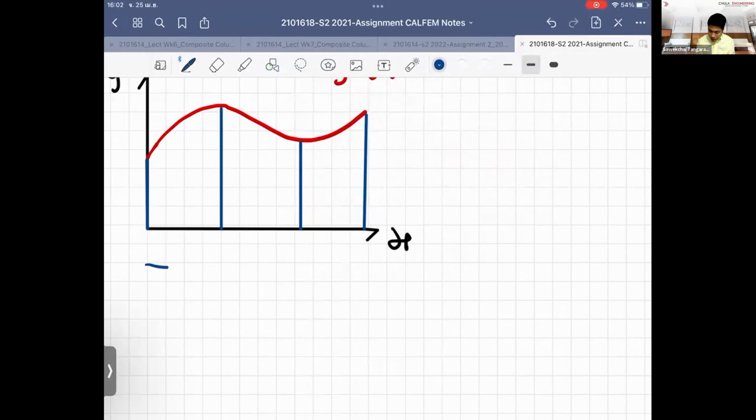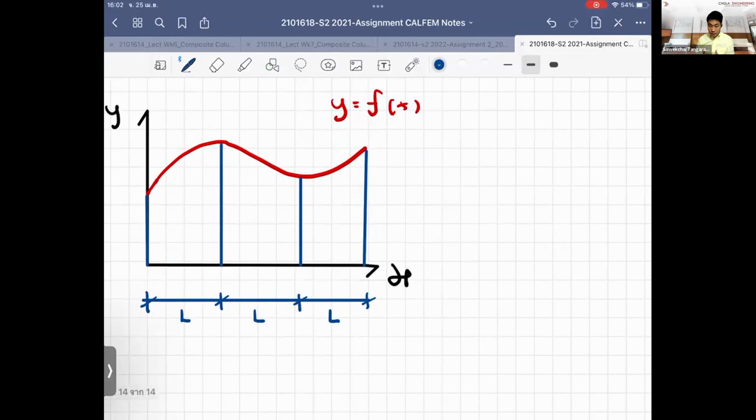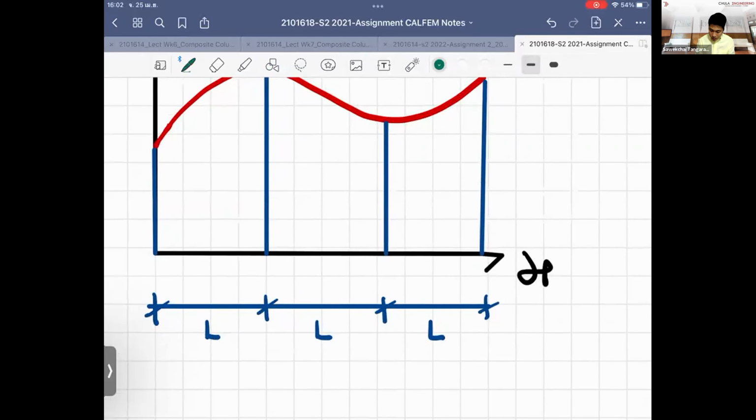So what it means, I discretize them to be, assuming that this is the same length, L, L, and L. And because this one has been described by nonlinear functions, within each portion, let's say this is node number 1, node number 2, node number 3, node number 4. This is portion number 1, or you can call it an element if you want, and portion number 3.